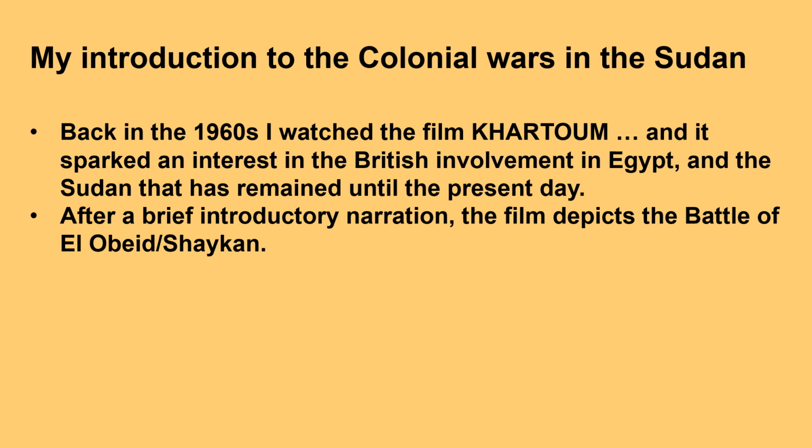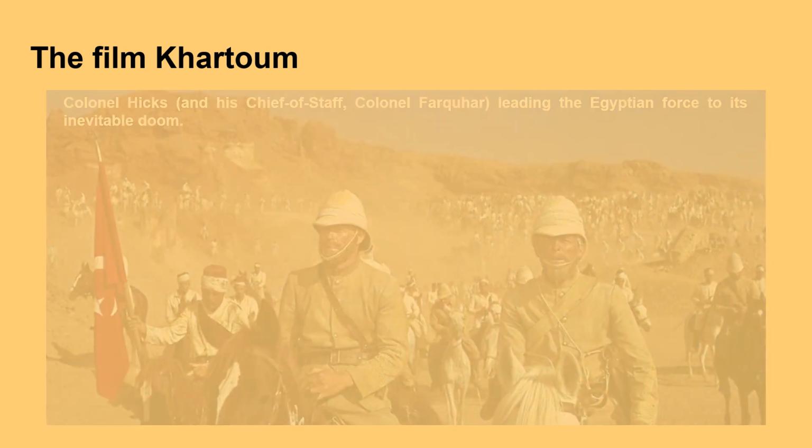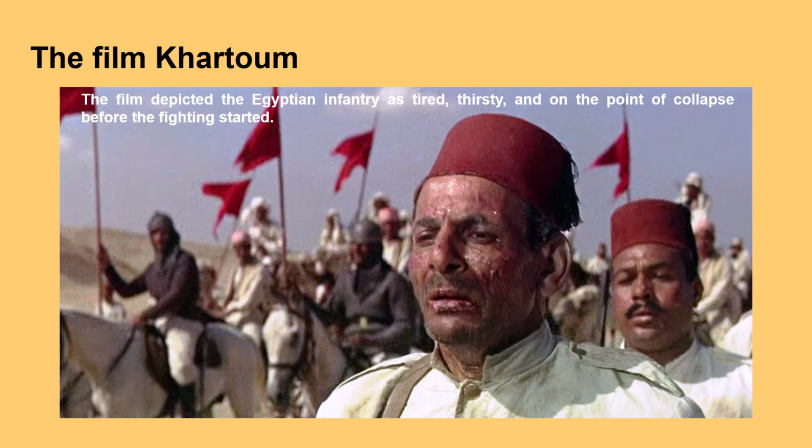The film starts with a very brief introduction as to the importance of the Nile and the Sudan and Egypt, and then begins with a depiction of the Battle of El Obeid. It starts with Colonel Hicks and his Chief of Staff, Colonel Farquhar, leading an Egyptian force into the Kordofan area of the Sudan. In the film, the barely trained and mostly newly recruited Egyptian infantry are shown as very tired, very thirsty, and on the point of collapse before the fighting starts.